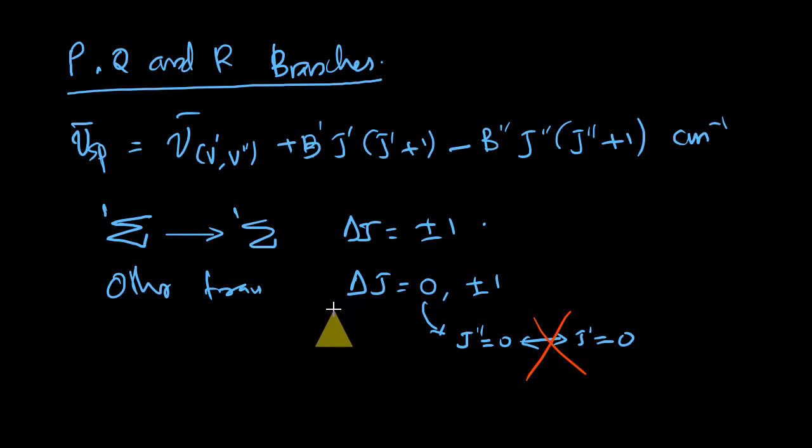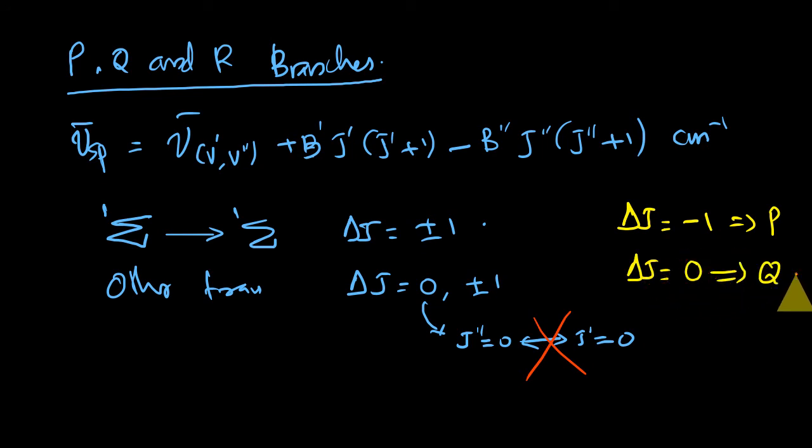And here we are going to discuss in detail the P, Q and R branches. When I was winding up the previous class, I said already that delta J is equal to minus 1 leads to the P branch, delta J is equal to 0 leads to the Q branch, and delta J is equal to plus 1 leads to the R branch. Here we are going to consider all these branches. So first of all, let us consider the P branch of the rotational fine structure of the electronic spectrum.